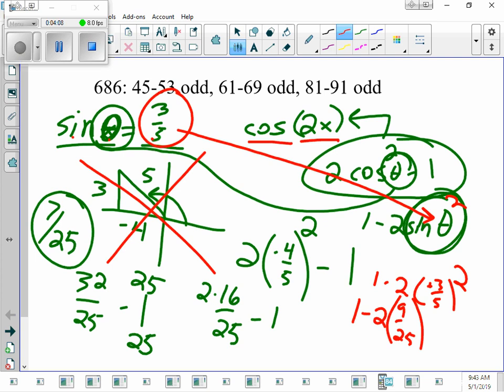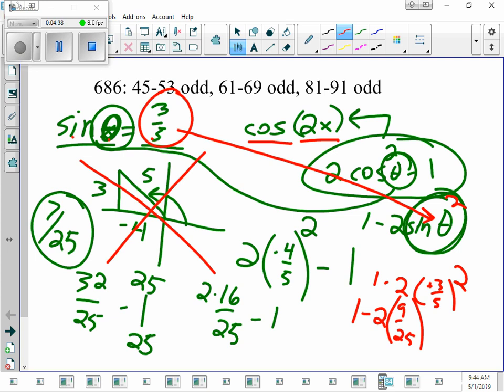Wait a minute. I didn't get a negative on the other one, did I? So -4/5 squared times 2 minus 1. That's positive, right? But over on this other side, I'm going to get a negative answer. Okay, help me out. Where did I mess up?